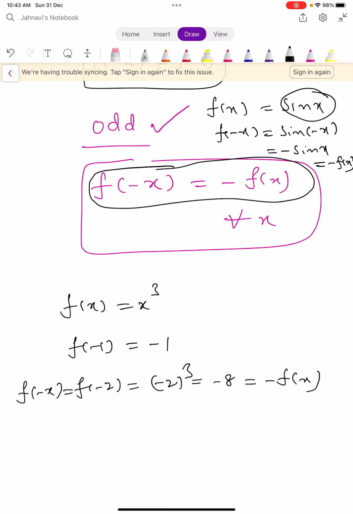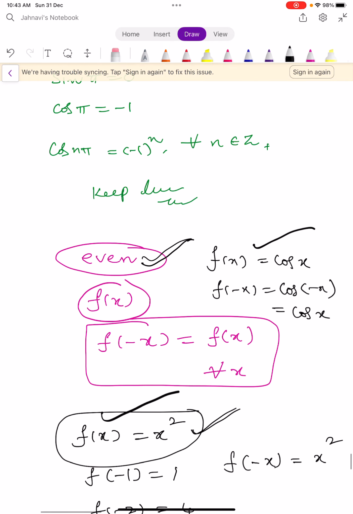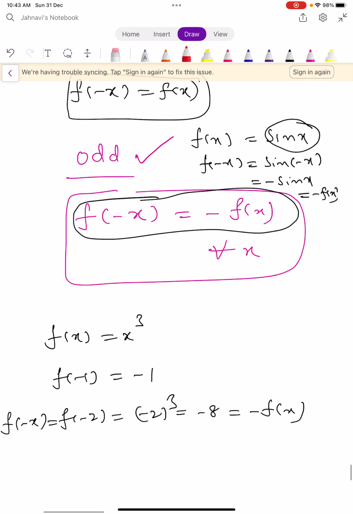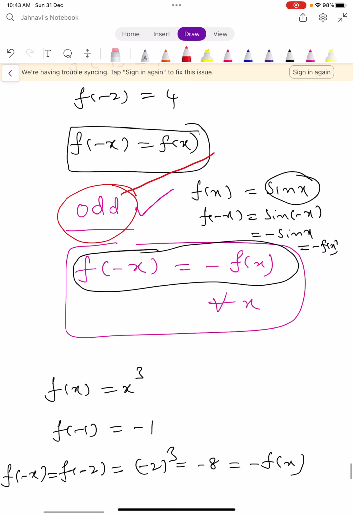An even function is also known as a symmetric function. The odd function is also known as a skew symmetric function. So I think you understand both the definitions.